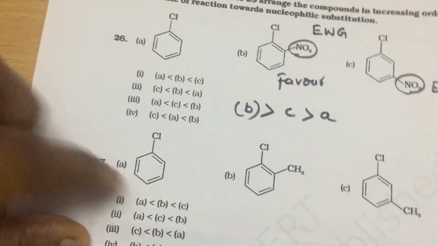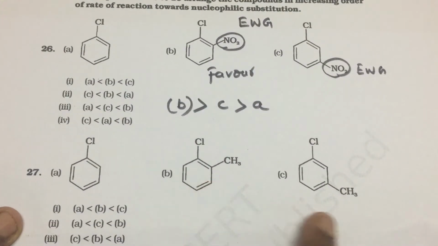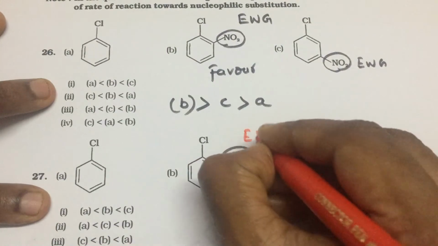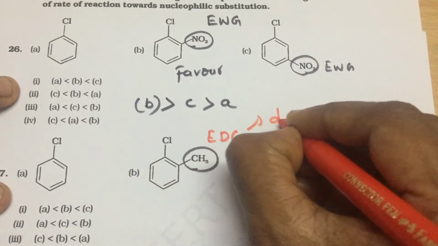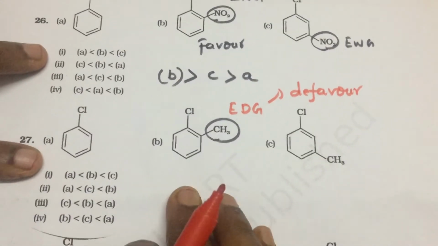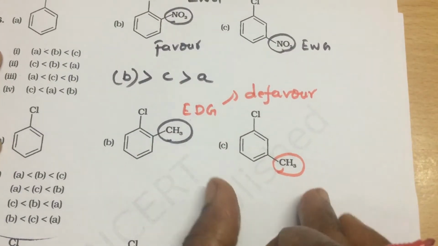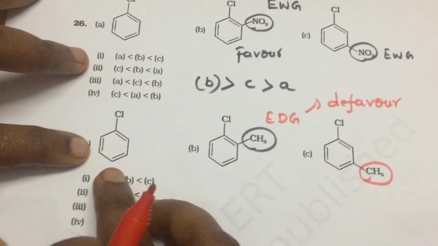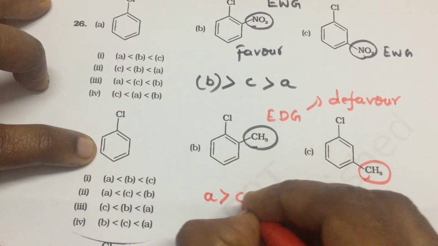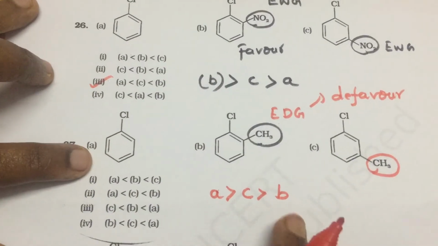And here, we have to compare the unsubstituted chlorobenzene with the ortho-methyl substituted and meta-methyl substituted. First of all, what kind of group is it? It is an electron donating group. So will it favor or disfavor? It is not going to favor our particular mechanism. Here it is in the meta position, so the effect will be less. So the disfavoring effect will be less in this position. So first, the unsubstituted will go very fast, and then comes your C, and then comes your B. So here it is B, C, A, your third option, and here A, C, B.